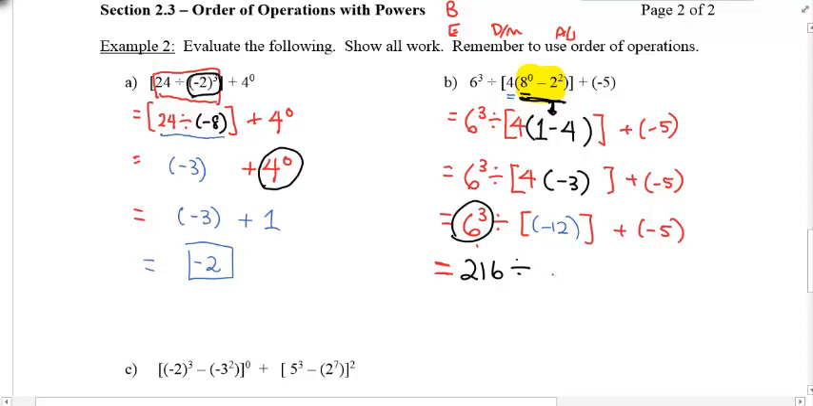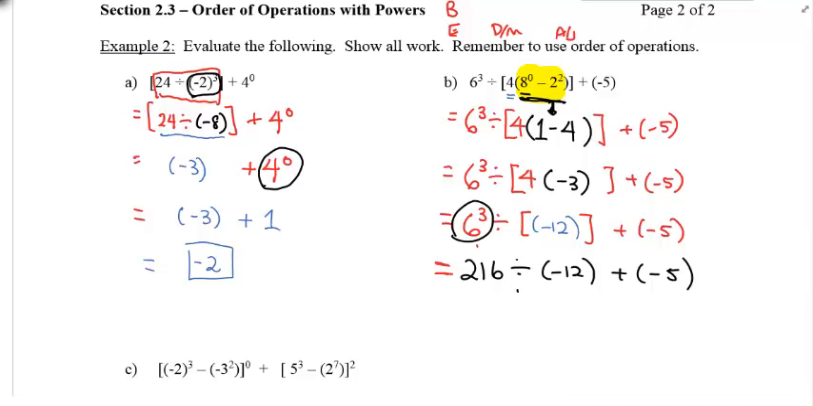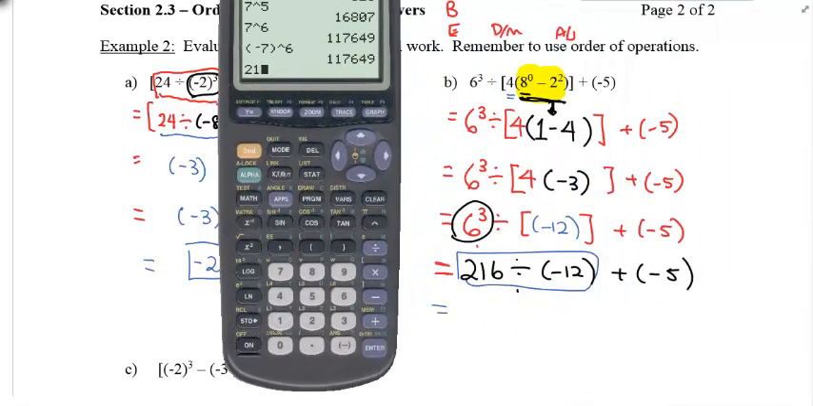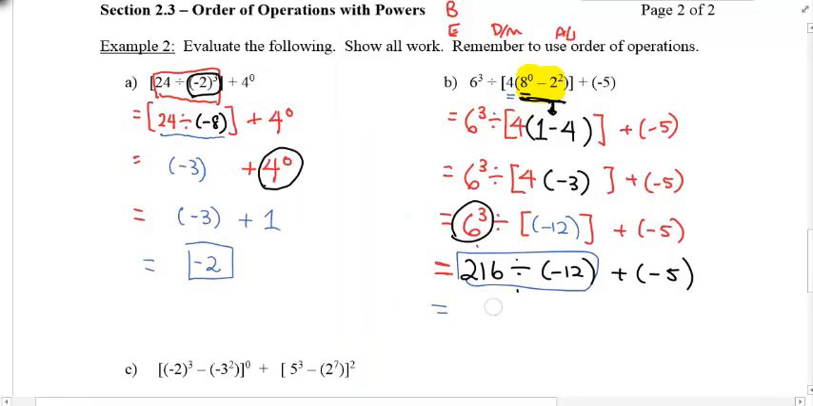And then I'm going to say just divide by negative 12 with just the curved brackets, and then add negative 5. So now in this line, I've got division, addition. What's next? Division it is. So let's do that part first. 216 divided by 12. If you're not too sure, hello calculator. 216 divided by negative 12. I think that's negative 18. So this is negative 18.